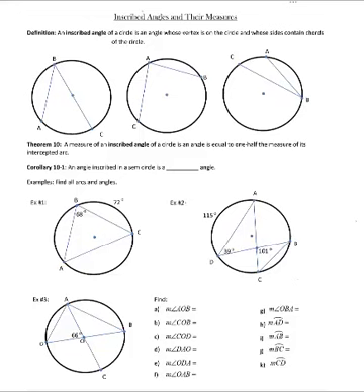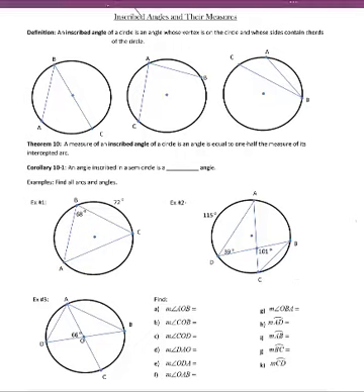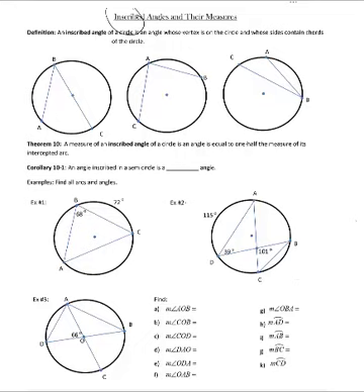So we are going to do this a little out of order. We're going to do page 4 first, and then go back to page 5, and then to page 3. So inscribed angles are different than what we were doing yesterday.